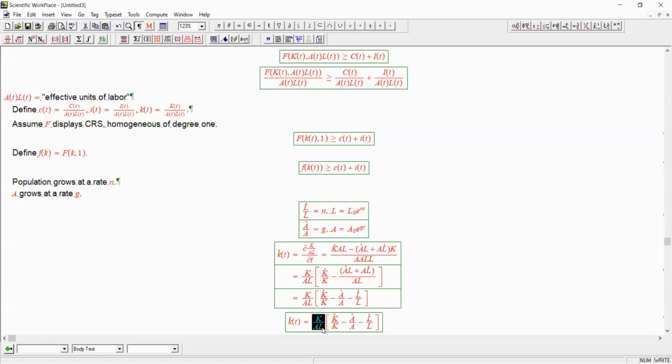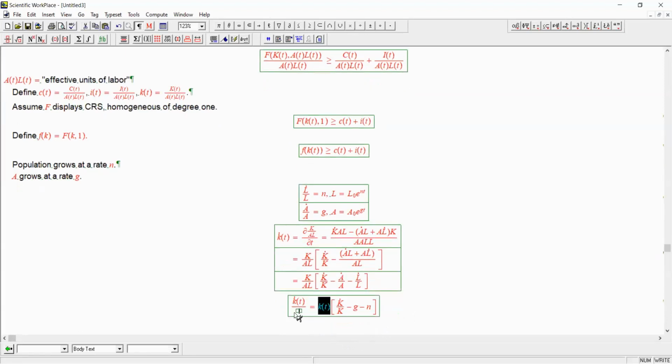Now let's simplify. This is just K. This is the growth rate of capital. This is our parameter G. And this is our parameter N. Now we can write this in the form of a growth rate. And we have that the growth rate of this adjusted capital in terms of effective labor is the growth rate of the aggregate capital minus the growth rate of productivity minus the growth rate of the population.